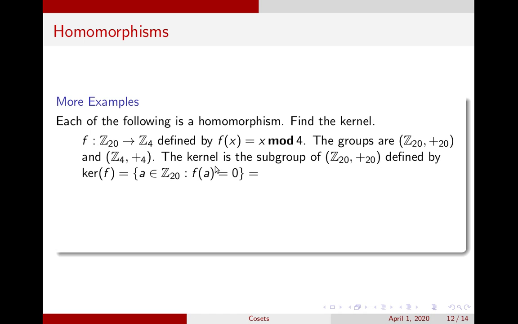So if we replace f of a by its definition, this is the set of a's in Z20 for which a mod 4 is 0. So we're looking for numbers between 0 and 19 that give you a remainder of 0 when you divide by 4. The multiples of 4, right? 0, 4, 8, 12, and 16.